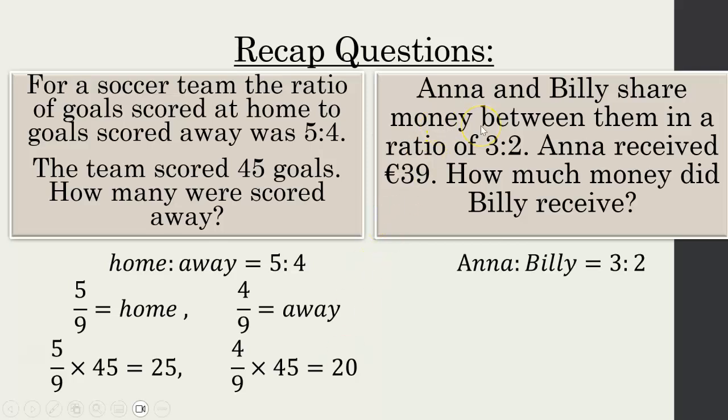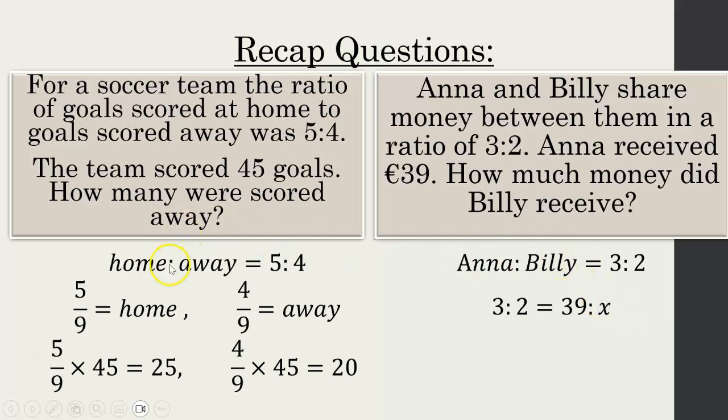Anna and Billy share money between them in a ratio of 3:2. Anna received €39. How much money did Billy receive? So they both get money in the ratio 3:2. Then Anna received 39. So we're looking at Anna particularly. This is not everybody, this is Anna. So Anna received 39. How much money did Billy receive? So Anna to Billy is 3:2. Then we're looking at, okay, 3:2 is equal to 39 is to something.